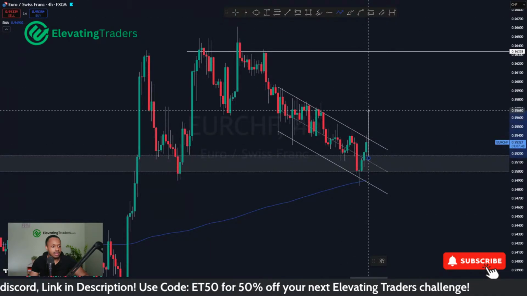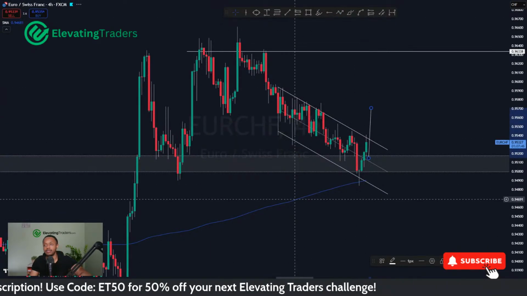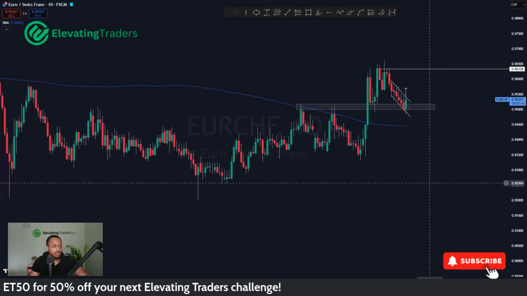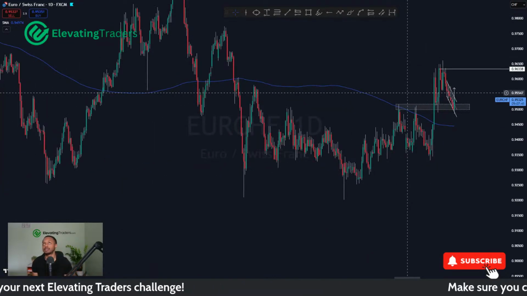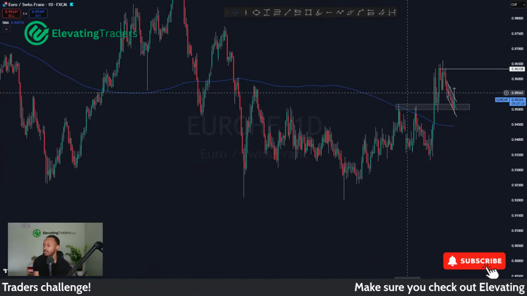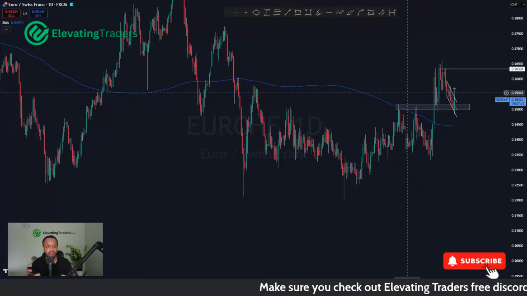The break outside of that descending channel will probably give you a nice swing there for Euro CHF. So overall, it does look like CHF pairs got a bit of strength to them. At the moment, I do think it can last as well.